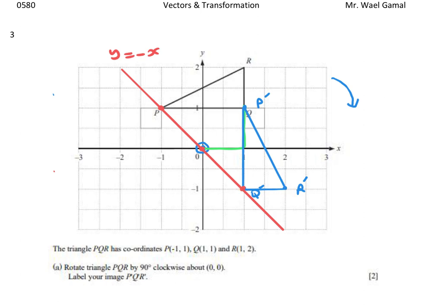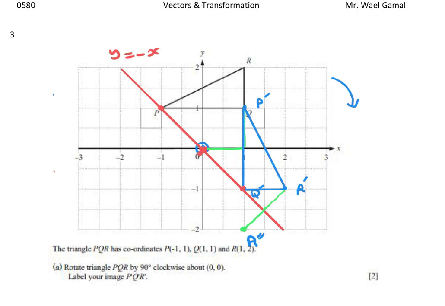What about this one? How to find its image? Sir, we have to go closer. We have to make a line from it to the reflection line. One diagonal, so its image is one diagonal on the other side. Okay? So this is a double dash. This is the image for this point. And this is the same.